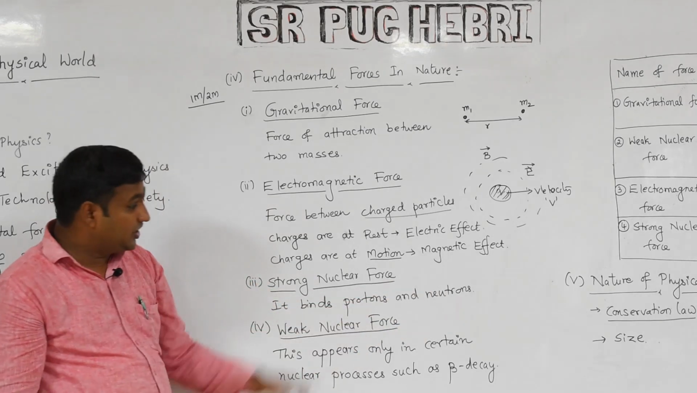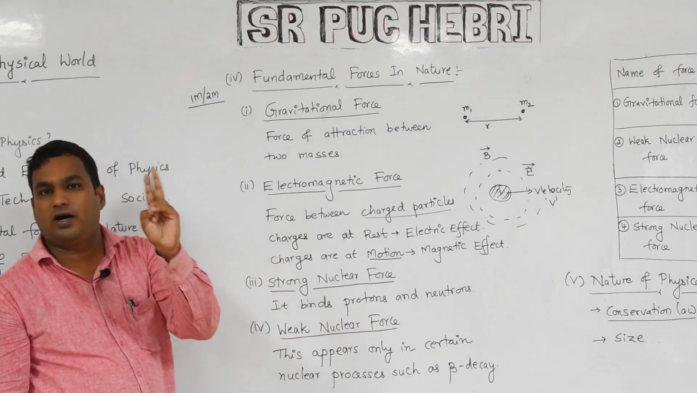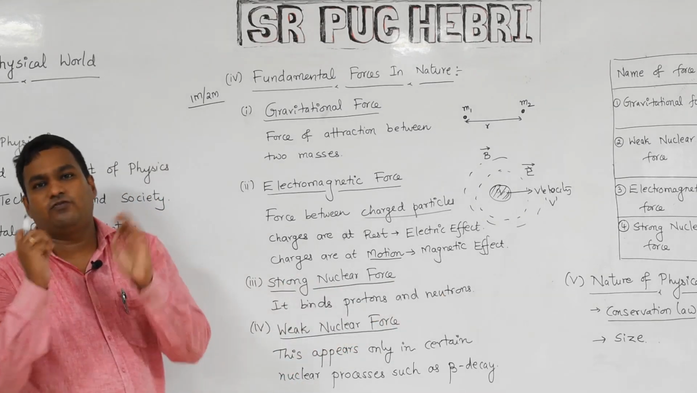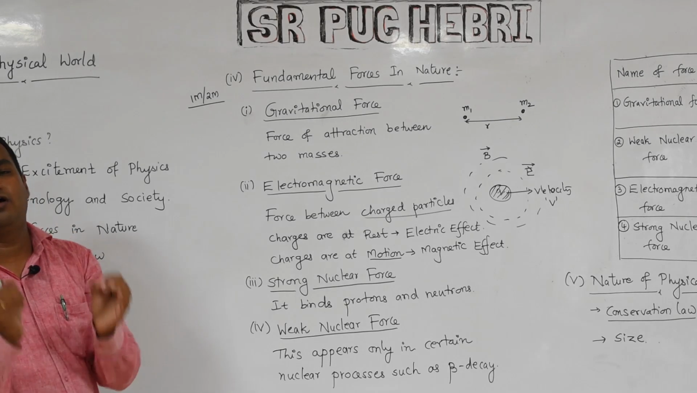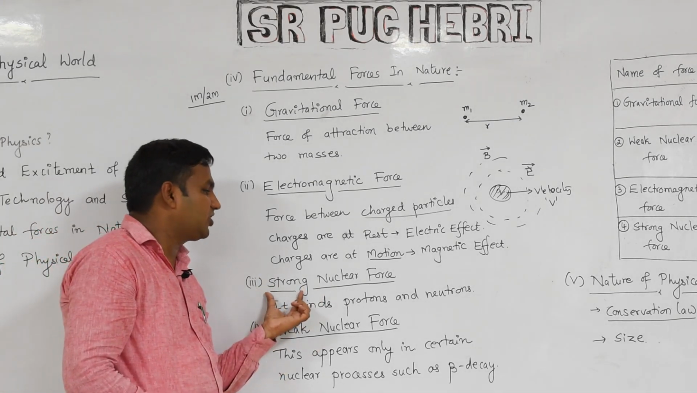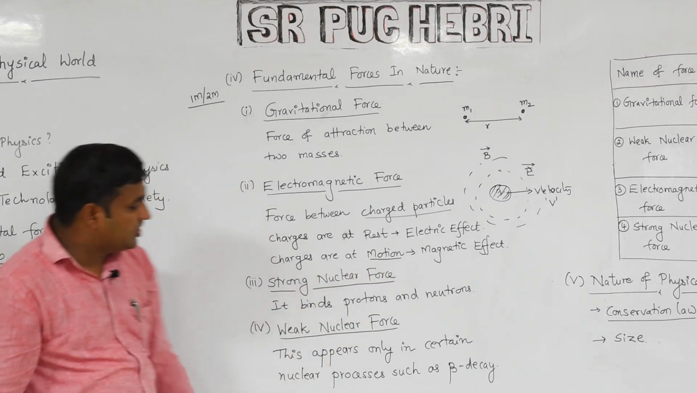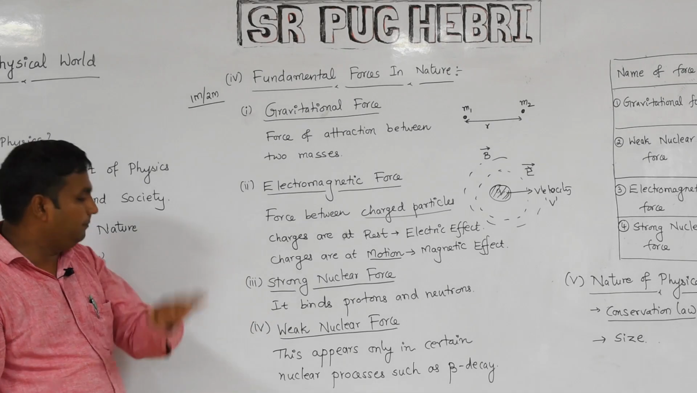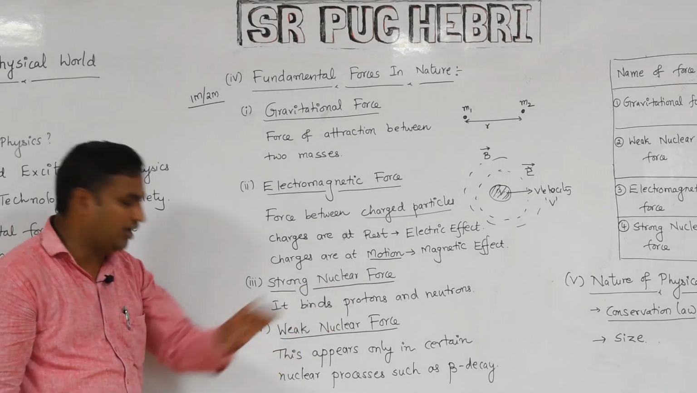You already heard that in a nucleus we can see two particles, the proton and the neutron. In between proton and neutron there is a strong force of attraction. That strong force of attraction we call the strong nuclear force, and it is the strongest force in nature. And the fourth important thing is the weak nuclear force.